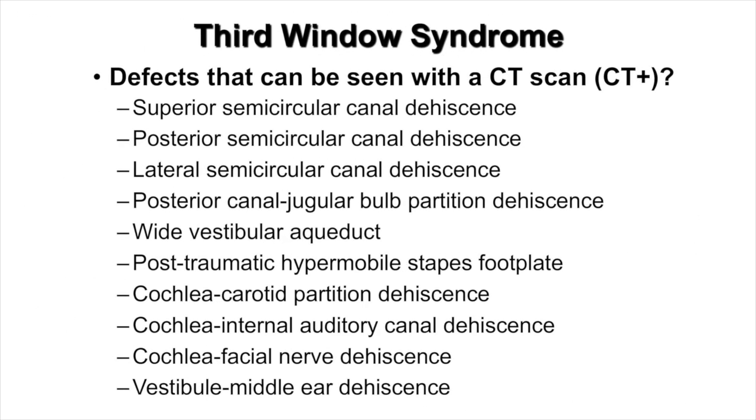There are several known bony defects that can be seen with a high-resolution temporal bone CT that produce third window syndrome. Most commonly is superior semicircular canal dehiscence, but also posterior semicircular canal dehiscence, lateral semicircular canal dehiscence, posterior canal jugular bulb partition dehiscence, a wide vestibular aqueduct, post-traumatic hypermobile stapes footplate, cochlear carotid partition dehiscence, cochlear internal auditory canal dehiscence, cochlear facial nerve dehiscence, and most recently, vestibular middle ear dehiscence.